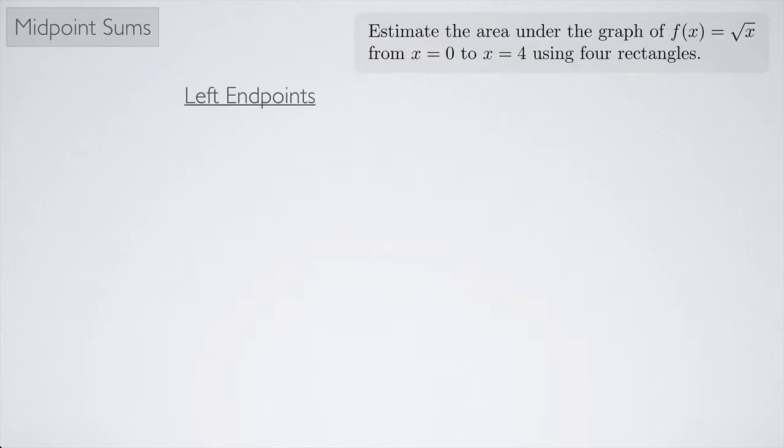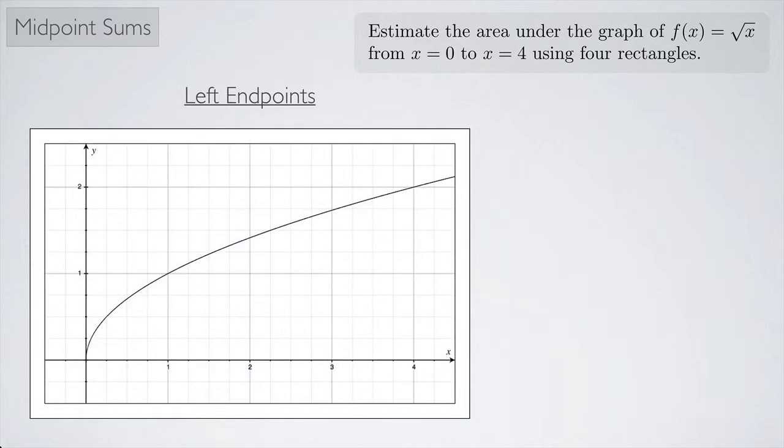Okay, so first let's do this by using left endpoints. So here is my graph, and if I'm going to use left endpoints, I'm going to make rectangles such that the left end of the rectangle touches the function. So from 0 to 1, I am not going to have any rectangle at all because the left end of the rectangle would be at the origin. There wouldn't be any rectangle. So my first rectangle is this one. That's the one from 1 to 2.